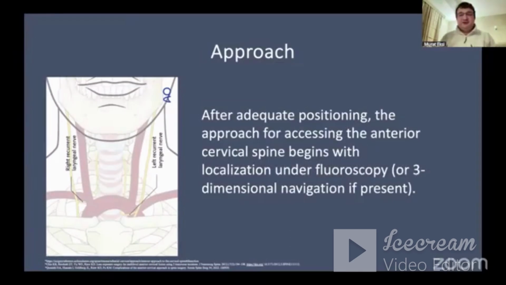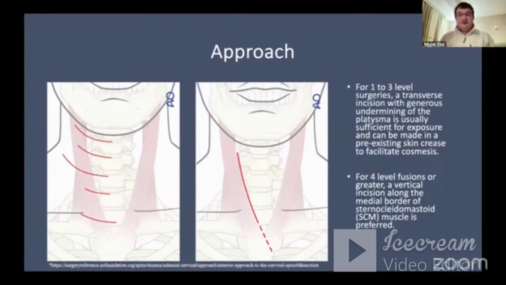After adequate positioning, the approach for accessing the anterior cervical spine begins with localization under fluoroscopy. In some centers, if present, three-dimensional navigation can be used for this purpose. For 1 to 3 level surgeries, a transverse incision with generous undermining of the platysma muscle is usually sufficient for exposure and can be made in a pre-existing skin crease to facilitate cosmesis. For 4 level fusions or higher, a vertical incision along the medial border of the sternocleidomastoid muscle is preferred, like this.